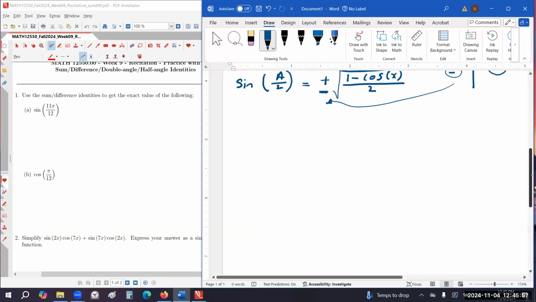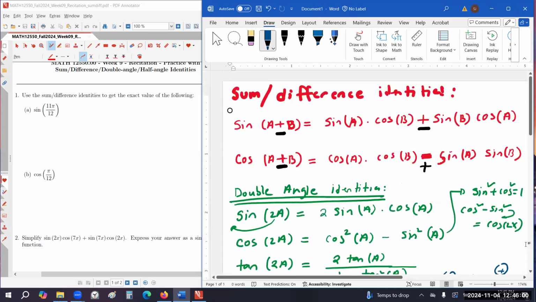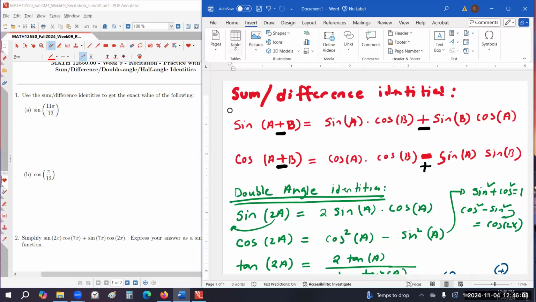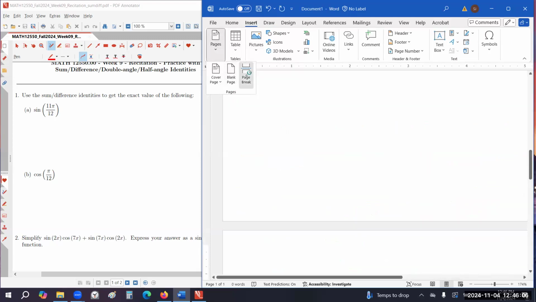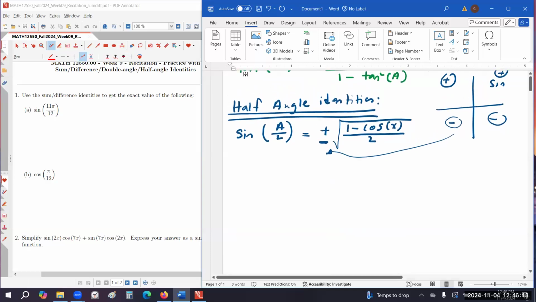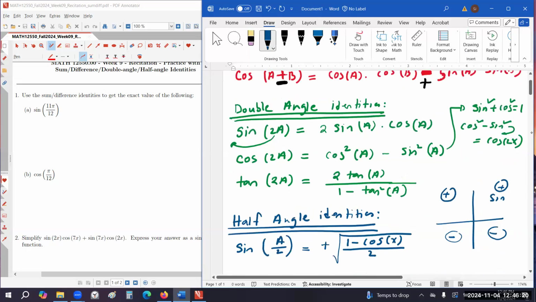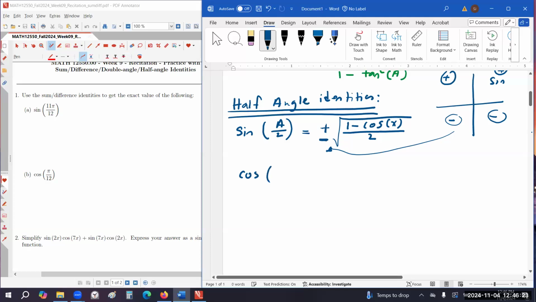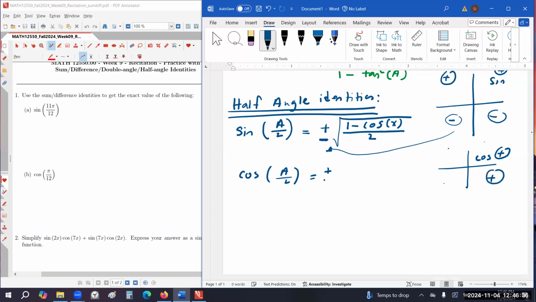Same thing for cosine. So sine half angle is this. Cosine half angle is the same thing. Cosine is positive in the first and fourth quadrants, so all students take calculus and this too. Cosine is positive in those 2 quadrants and it's negative in the other 2 quadrants.